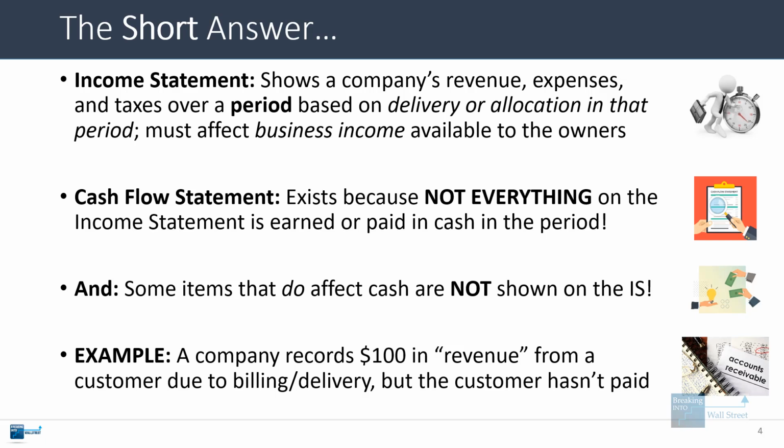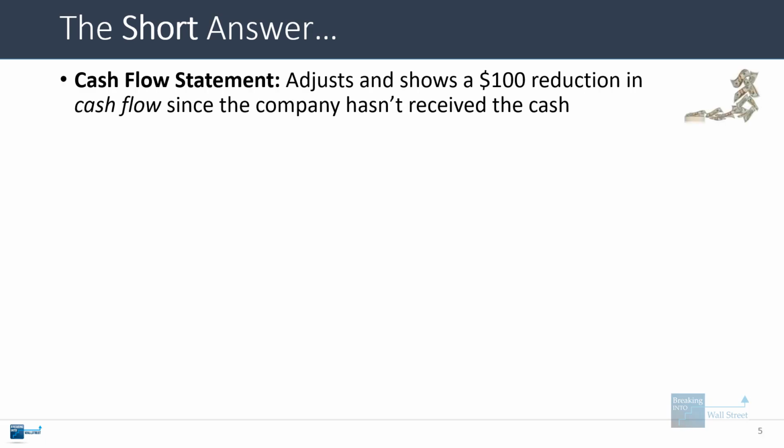So for example, if a company records $100 in revenue from a customer because it has billed the customer and then delivered the product or service, but the customer hasn't yet paid that in cash, that $100 in revenue shows up on the income statement, but the problem is that the company hasn't actually received it in cash yet. So on the cash flow statement, there will be an adjustment for a $100 reduction in cash flow because the company doesn't actually have that cash yet.